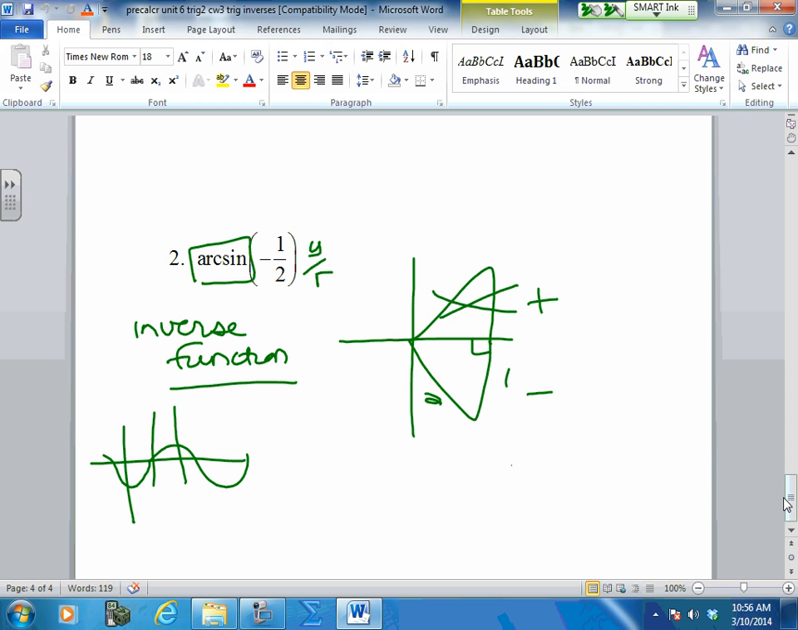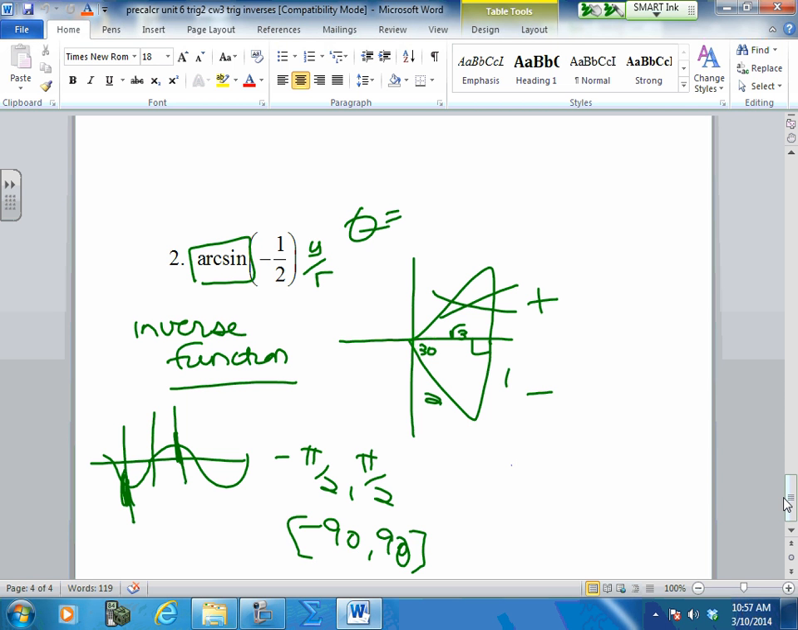This guy, what angle do I have as a reference angle? 30, because this is my special triangle that we all remember. Now I have to name this angle. But this angle, remember, can only go from negative 90 to positive 90. So how would I name that angle?